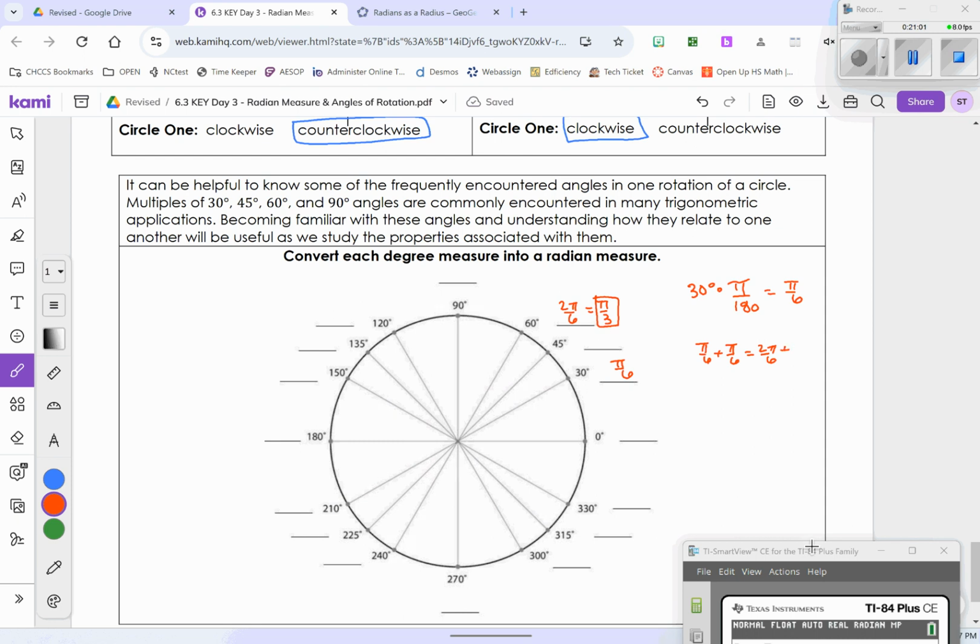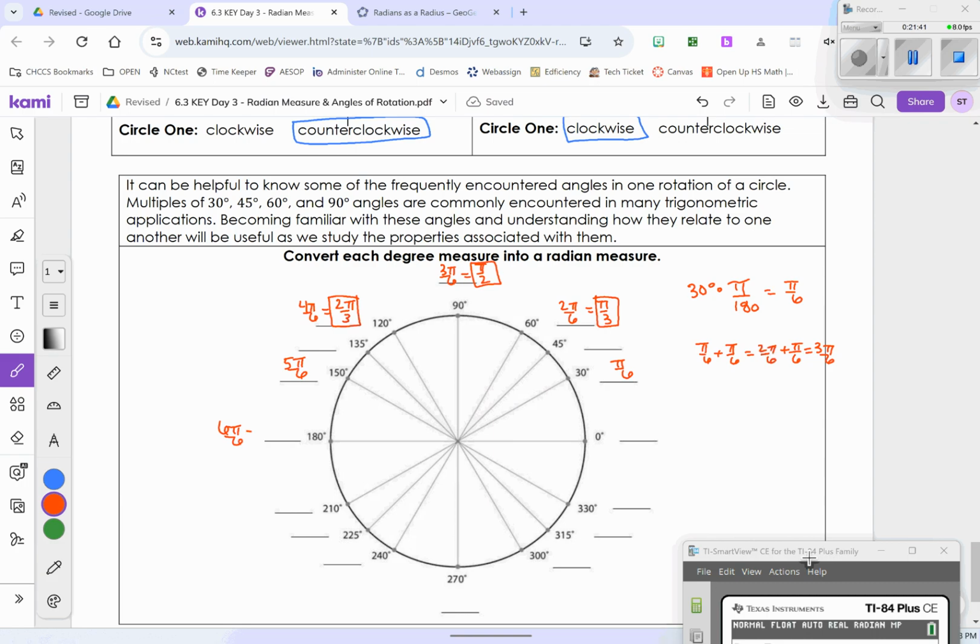Well, what if I take that 2 pi over 6 and add another pi over 6 to that? I get 3 pi over 6. We don't want to leave our answer like that. We would want to, of course, reduce it. So 3 pi over 6 reduces into pi over 2. Then if we add another pi over 6 to that, we would get 4 pi over 6, which then becomes 2 pi over 3. Add another pi over 6, 4 pi over 6 plus pi over 6 is 5 pi over 6. And that doesn't reduce, so we'll just leave that on the line.